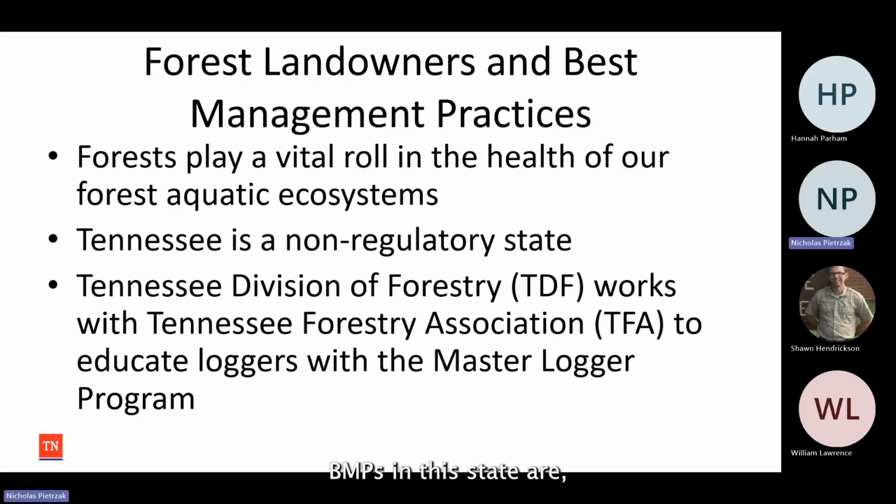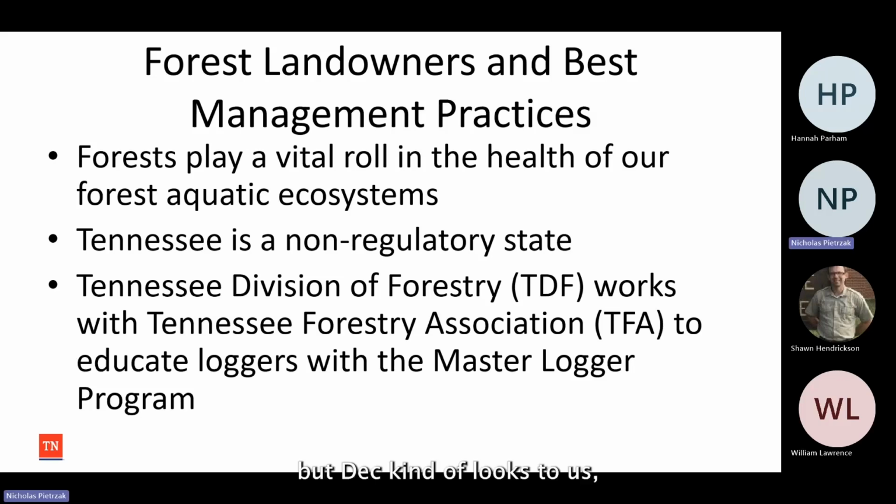BMPs in this state are voluntary, or basically Tennessee is a non-regulatory state. What that means is they're not the law, they're voluntary, not enforced by the law. However, if there are issues of pollution, then they will be enforced by the Department of Environment and Conservation, or TDEC.